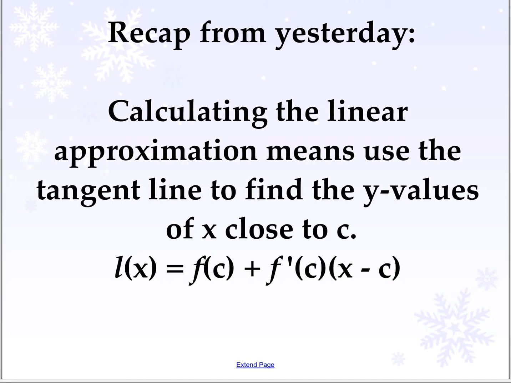And so our tangent line isn't any different from what we've done previously, except we're going to start using L of x, giving the tangent line a name of a function. So L of x equals your y value at that fixed point plus the slope at that fixed point times x minus c.